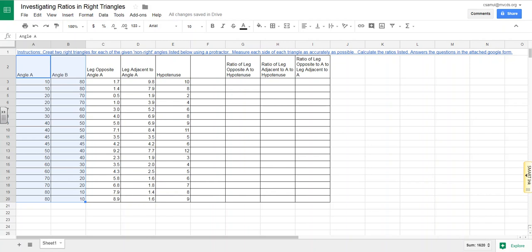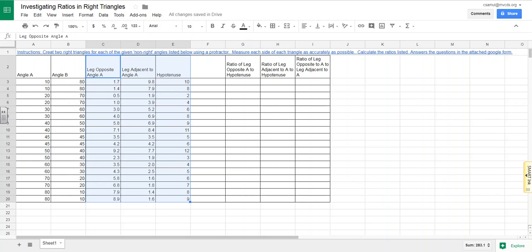And then you're going to measure each side length individually, based on where they are in the triangle relative to angle A. So you're going to measure the leg opposite from angle A, the leg adjacent to angle A, and then the hypotenuse.